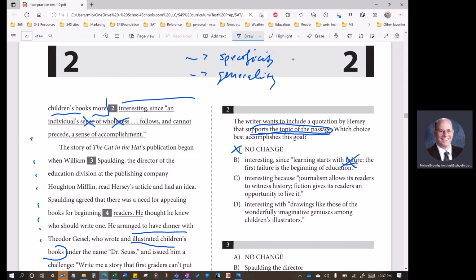Now, in the reading section, sometimes you can make a mistake. Main point questions are looking for generalities. For other questions, they may offer you an incorrect answer that is a generality where you need a specificity. So we have errors of specificity and generality we need to pay attention to. But let's get rid of B. It's not about journalism.